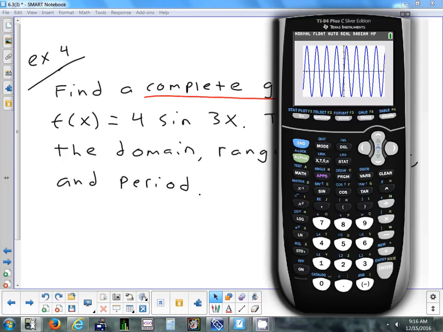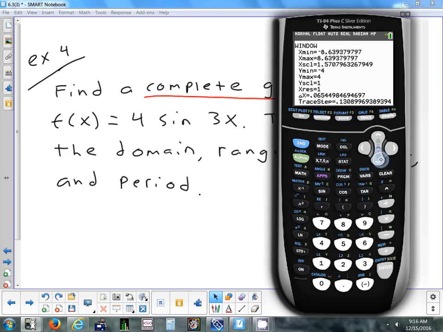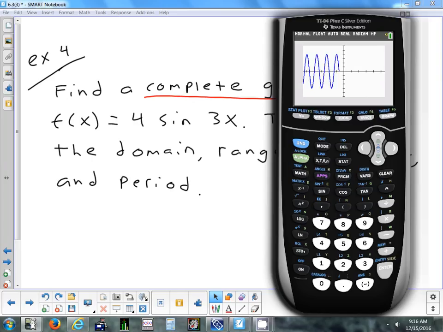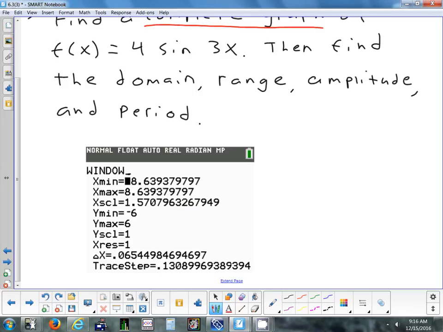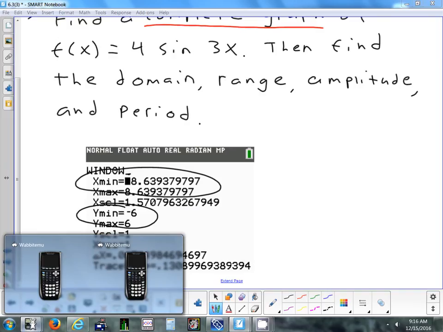I generally don't like to have my highest and lowest value right on the very edge of the screen. I like to leave a little bit of extra space just so I can be absolutely positive that that was the highest and the lowest. Okay. So that's a complete graph. Technically, what I had before was also a complete graph. So when they ask you to find a complete graph, I'm looking for those values: the X mins and maxes, the Y mins and maxes. And if you rounded this off, say negative 9 to 9, that's fine. You don't even have to show that much.